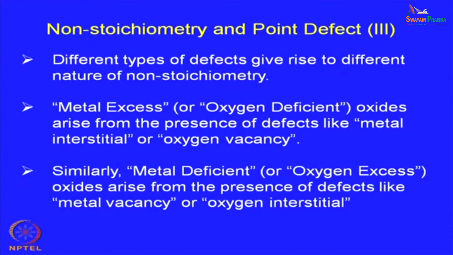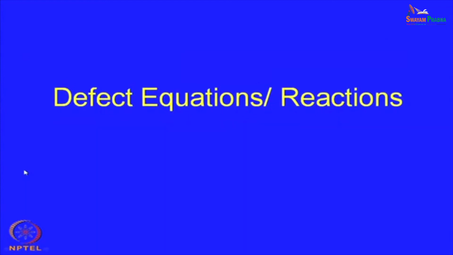Similarly, metal deficient or oxygen excess oxides, the reverse of that, arise from the presence of defects like metal vacancies and oxygen interstitials. I think this is quite common, and common sense is good enough to understand that.